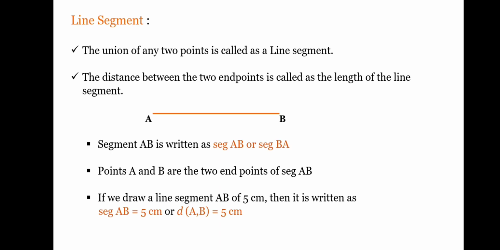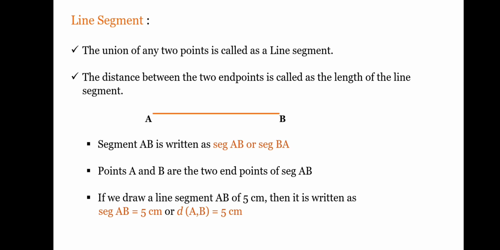Line segments. What are line segments? When two points are given to you and when we join these two points, then we say that a segment is formed. So a line segment is the union of any two points. It has two end points. It means that its length is fixed.